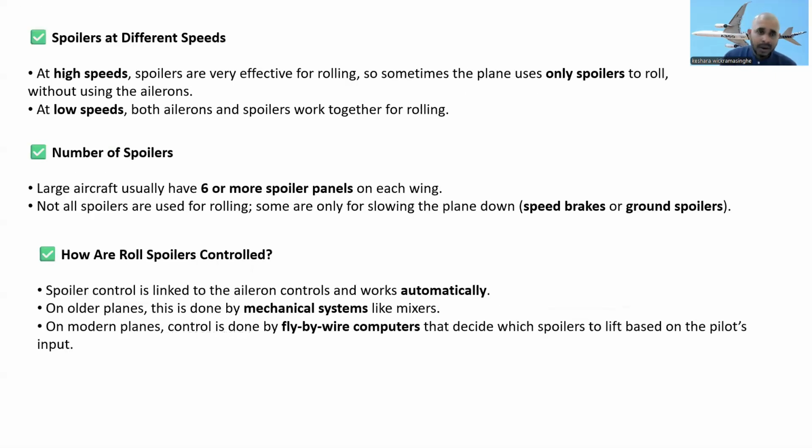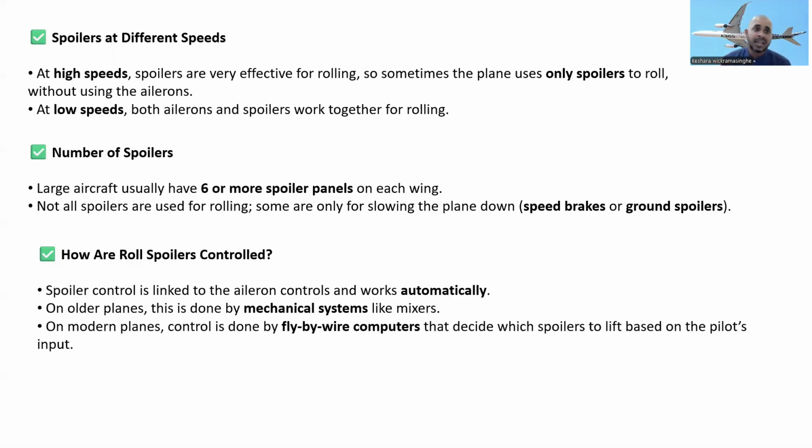Now the spoilers work differently at different speeds. At high speed, spoilers are very effective for rolling, so sometimes the pilots use only spoilers to roll the aircraft, without using the ailerons. At low speed, both the ailerons and spoilers work together for rolling.